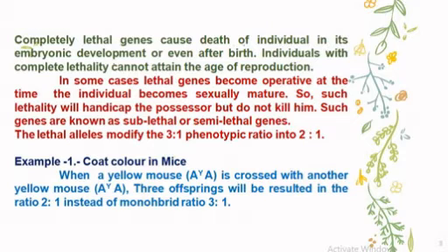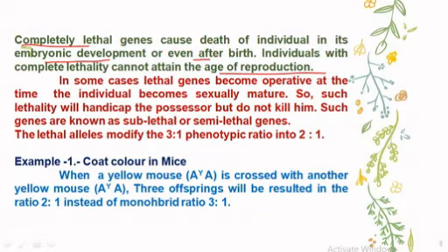Completely lethal genes cause death of an individual in its embryonic development or even after birth. So if complete lethal genes are present, they will kill the organism, and the death can occur in the embryonic development stage or even after birth. An individual with complete lethality cannot attain the age of reproduction.